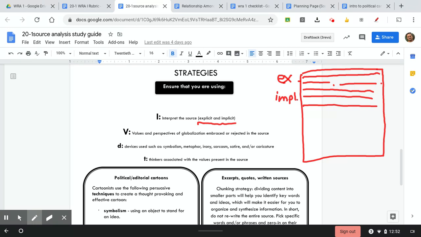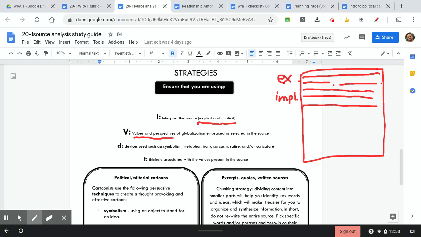But again, we use the explicit information to understand what the message is. So what is the source trying to tell you? Why did the author make this cartoon? What information are they trying to get out to the public? So that's explicit and implicit. That is the I. Next up is the V for values and perspectives. So here it says of globalization. In social 20, that would be nationalism. What are the values and perspectives of the source?